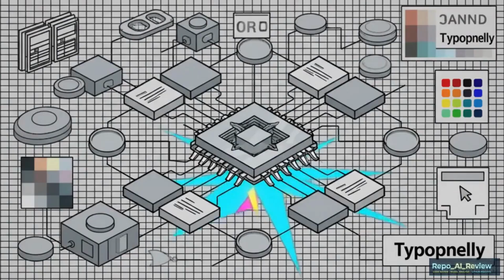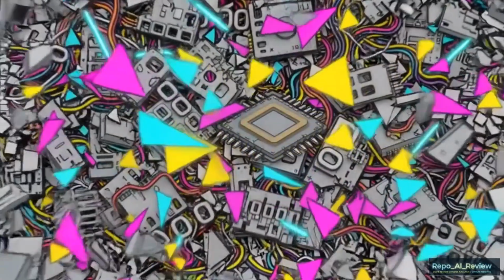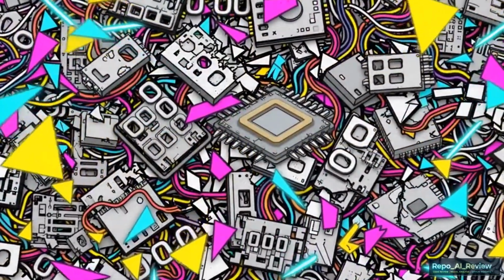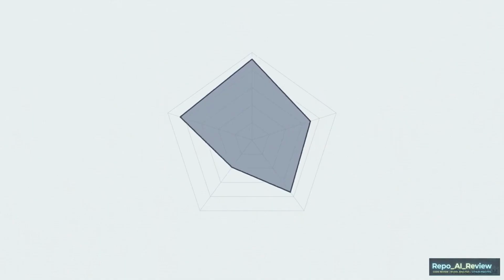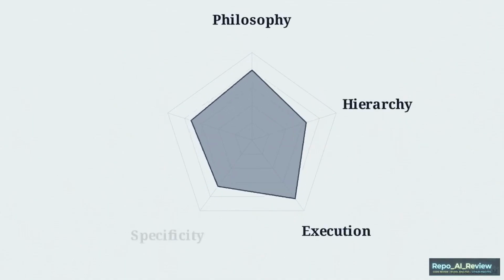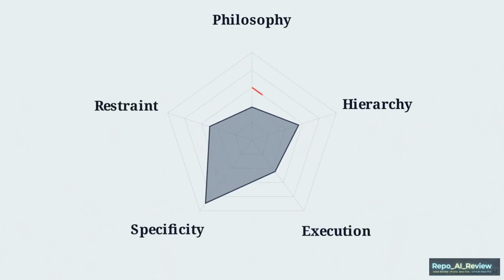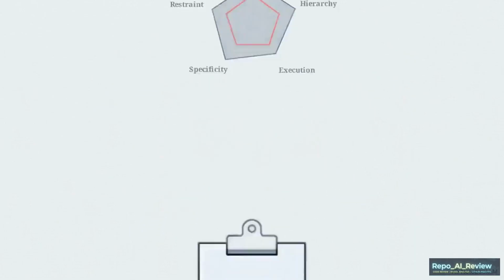But giving an AI a massive toolkit usually leads to unpredictable, messy layouts, often referred to as AI slop or visual hallucinations. To stop that, Open Design uses a rigid scoring mechanism, mapped out on this radar chart. Before showing you anything, the agent silently grades its own work across 5 dimensions: philosophy, hierarchy, execution, specificity, and restraint. Anything scoring under a 3 is instantly rejected.